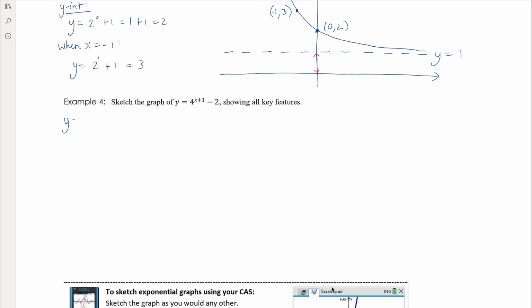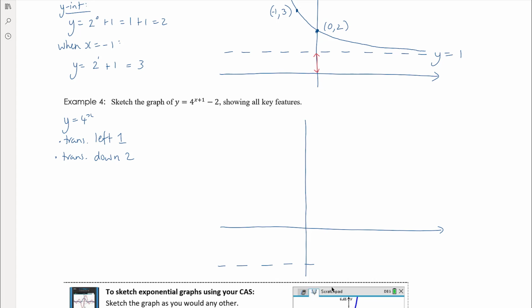Okay, number 4. Sketch the graph of y equals 4 to the power of x plus 1, minus 2. So this is y equals 4 to the power of x, translated left 1, and translated down 2. So that's going to tell us about our asymptote. There's no reflection, so the standard exponential shape, down 2. So y equals -2 is my asymptote.